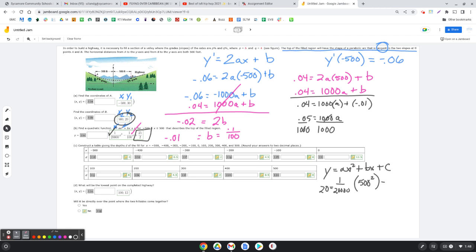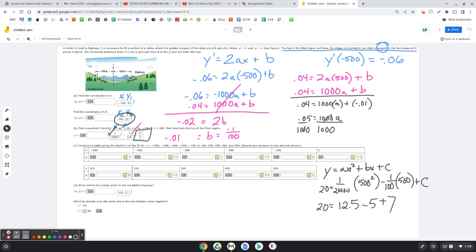Okay. Minus, where are we at? bx. So 1 over 100 times 500 plus c. Okay, we can solve this thing for c. Can you do 500 squared divided by 20,000, please? And that's going to be minus 5 plus c.